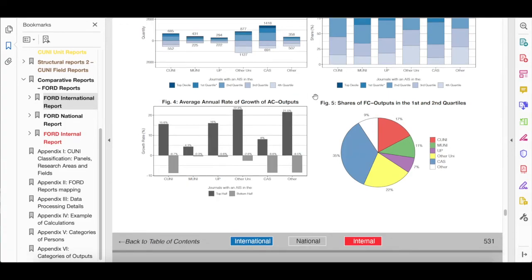Figure 5 focuses on fractional counts of outputs in the top half of journal rankings and reveals how individual Czech institutions contribute to more influential publication performance in the field. It shows shares of individual institutions and aggregate groups on the total national output in the top half of journal rankings. Because outputs are counted as co-author prorated shares on this graph, shares always sum up to 100%.